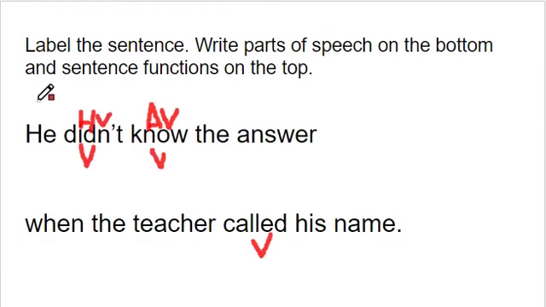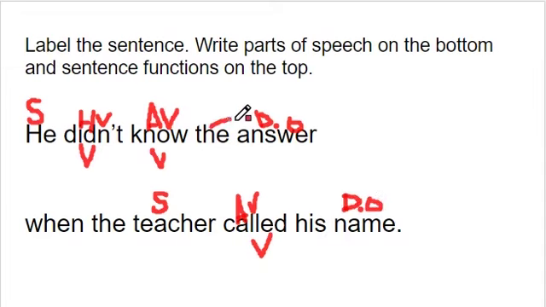Okay, who didn't know the answer? He didn't know the answer. Okay, when the teacher called his name, who called his name? The teacher. That's our subject. Subjects do verbs. Objects have things done to them. Okay, now I could label all the parts here. He didn't know what? He didn't know the answer. That's a direct object. When the teacher called what? Called his name. Again, we've got another direct object. And then we've got an article modifying answer. We've got the modifying teacher. We've got his, which is a possessive pronoun, doing the job of an adjective, modifying that. Okay, but what I'm really interested in here are the clauses.